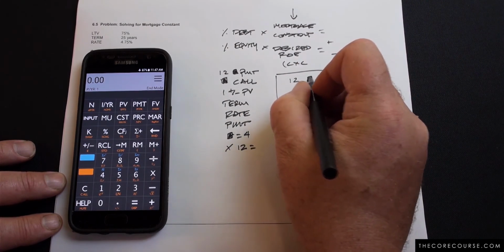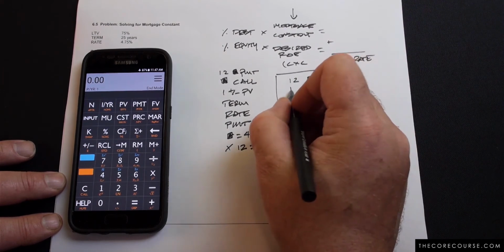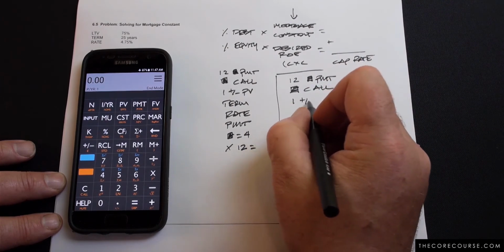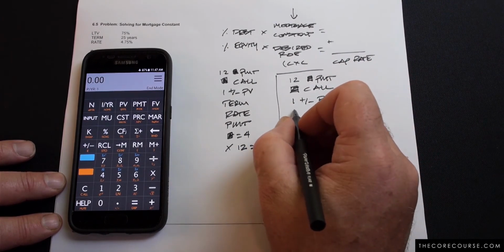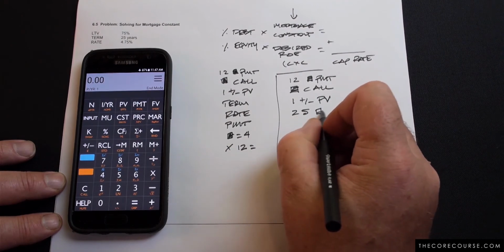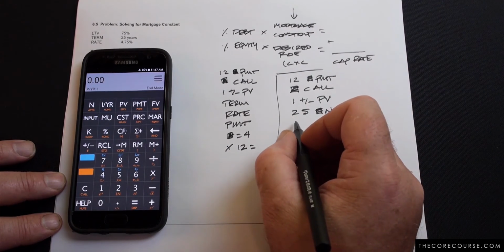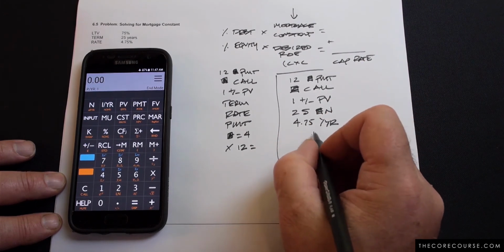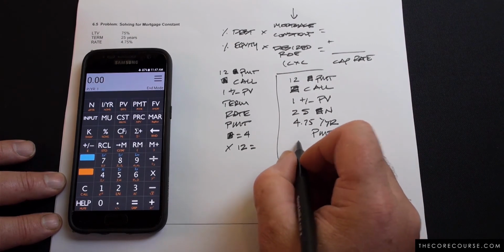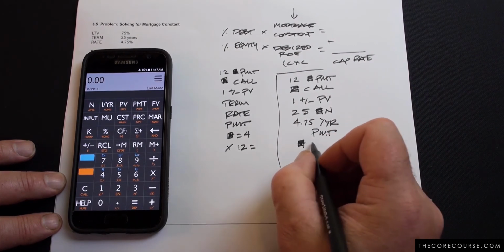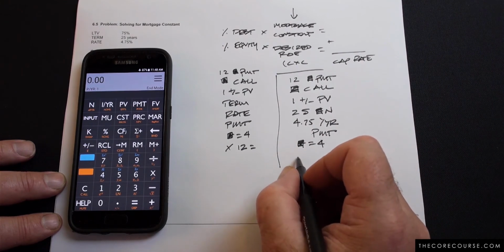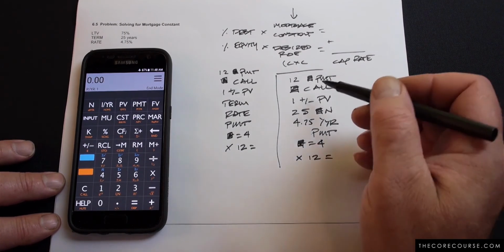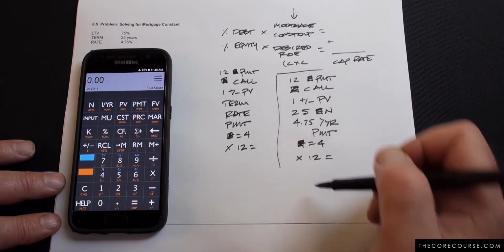I'll do 12 gold key payment, and then gold key clear all. I'll put -1 into PV. Then I'll do 25 gold key N, 4.75 I/YR. I will then solve for the payment. I'll then press gold key equals 4, and the final key press sequence will be times 12 equals. So again, these key presses, this order every time.